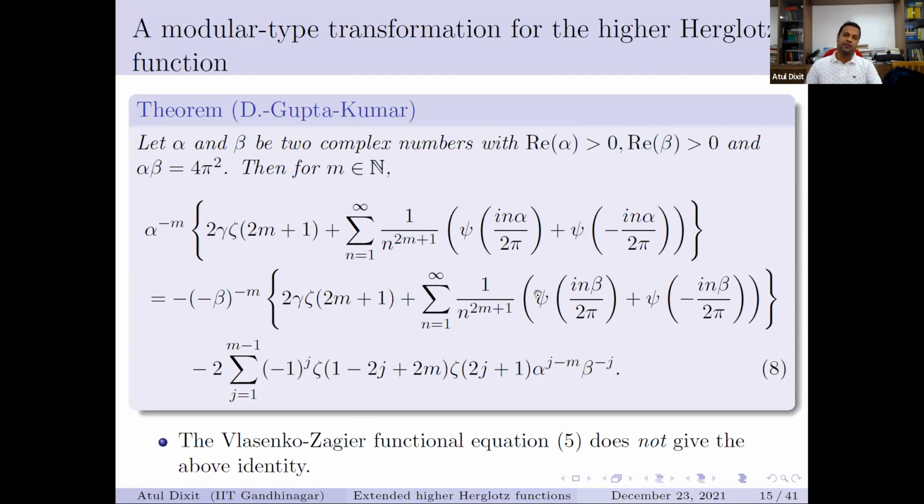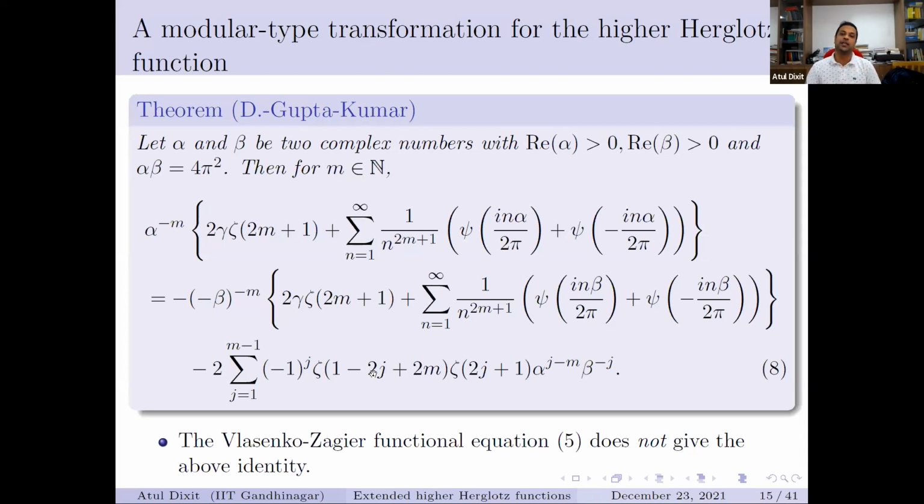Now, one may say that, okay, Radchenko and Zagier have functional relations for their functions. So what if you take one of these with argument i times alpha over 2 pi, and then another with minus i alpha over 2 pi, and then add those? Aren't you getting what you have here? So the answer is no, because they have certain factors in front of their functional equations which do not really work out. So this cannot be obtained using Radchenko and Zagier's work.